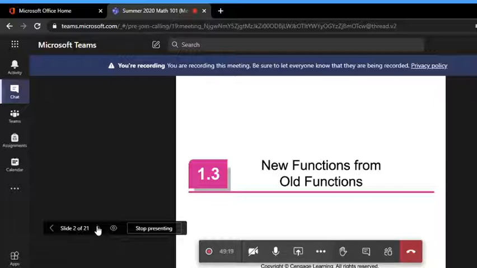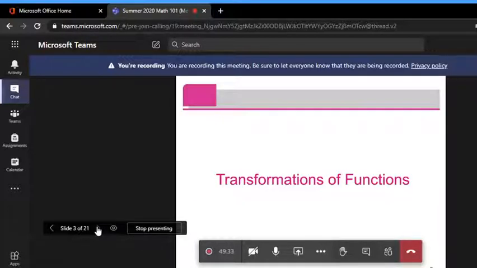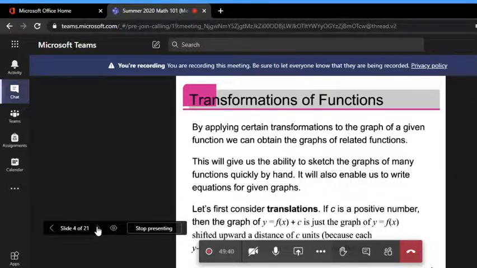Now what we are going to do is create new functions by using these essential functions that we learned. Alright, so we call them old functions because they are like common functions that we use all the time. Now, so how do we do that?